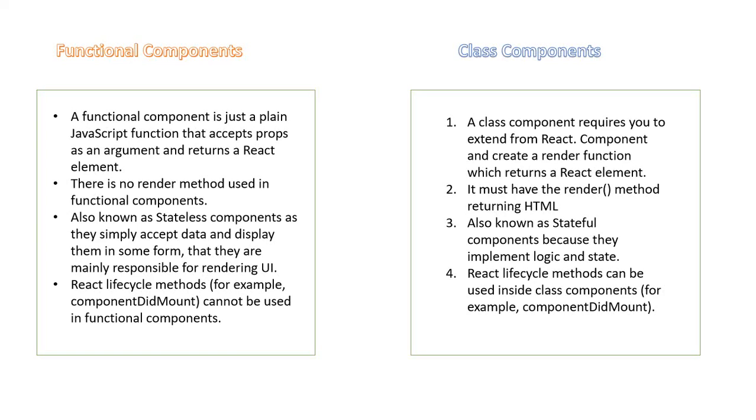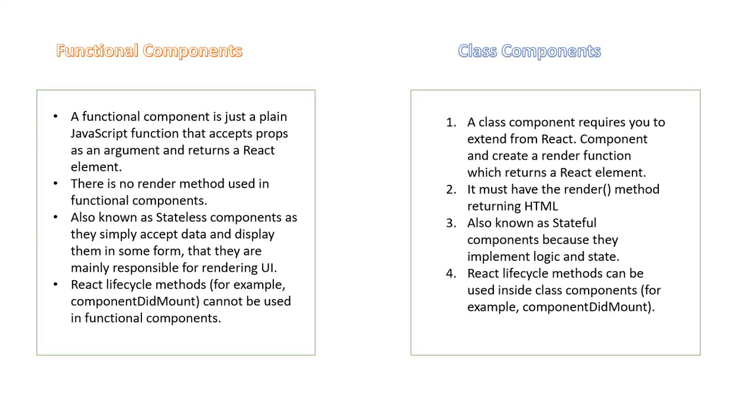They are mainly responsible for rendering the UI. A functional component is just for rendering UI, whereas class components are also known as stateful components because they implement the logic and state. Here they use this.state and setState, so they hold a little bit of logic. That's why the class component is called a stateful component. React lifecycle methods, for example componentDidMount, cannot be used in functional components, but they can be used inside the class component.